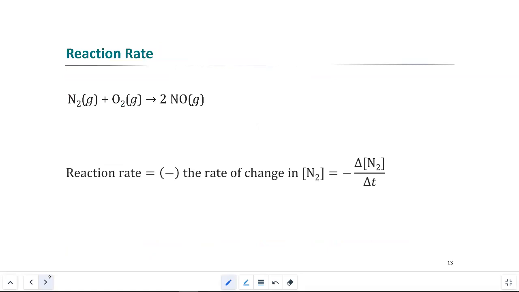So let's look at a real example. We're looking at the synthesis of nitrogen monoxide from its elements. Nitrogen reacts with oxygen to make nitrogen monoxide gas. Well, if I look at this reaction rate, I can see that the reaction rate is going to be equal to the opposite of the rate of change of nitrogen. So negative, because nitrogen is a reactant and it's going to be disappearing.